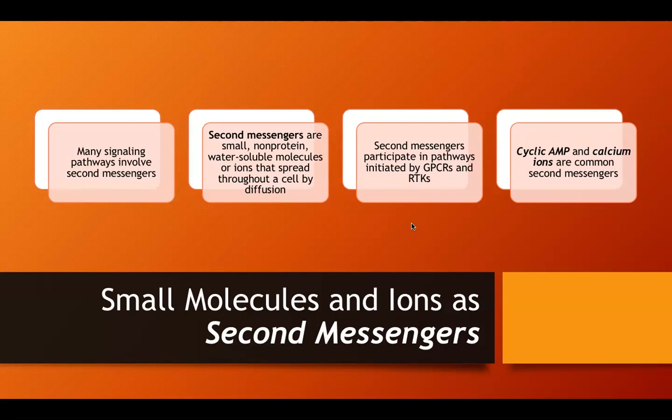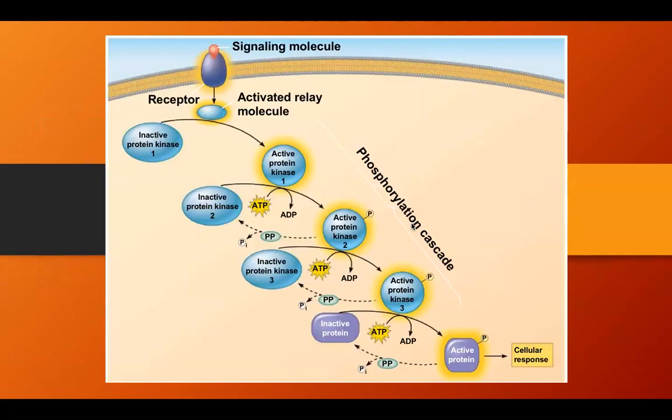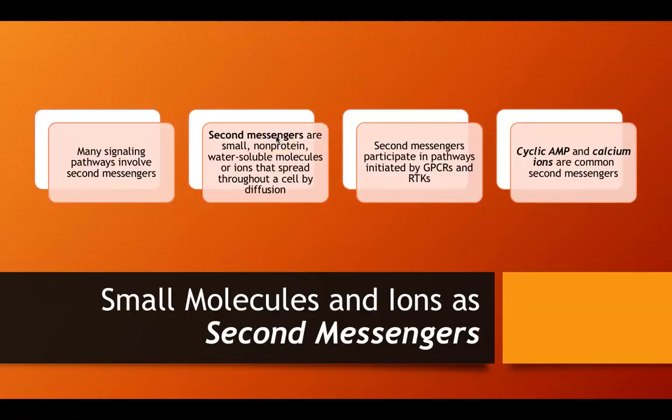Now, notice that previously when we talked about transduction and looked at the phosphorylation cascade, we had a relay protein. We had kinases. We had protein phosphatases. These are all proteins that are participating in this transduction pathway, but sometimes a non-protein will get involved in transduction. When a non-protein molecule is involved in a signal transduction pathway, we call those molecules second messengers. The first messenger is always the ligand.